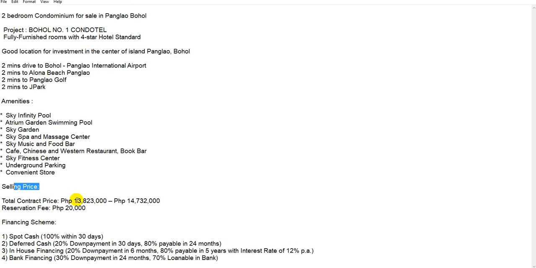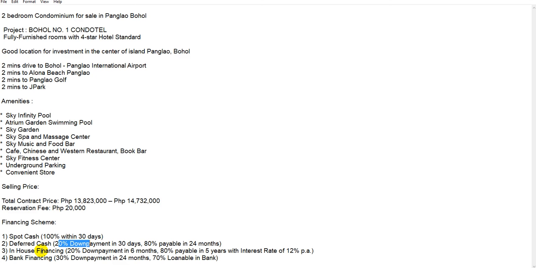Then the selling price. Selling price is 13 million to 14 million. So this is really a big condo unit, like 100 square meter, 2 bedroom. Then you need to include the reservation fee. Reservation fee is good for 30 days. Then the financing scheme or the payment option: you have spot cash, which is payable within 30 days, deferred cash, 20% down payment, 80% payable in 24 months.